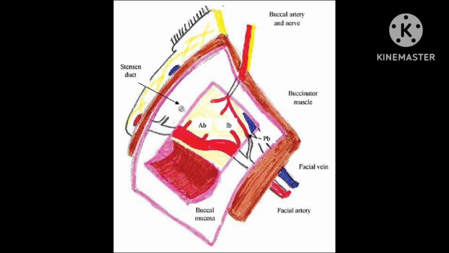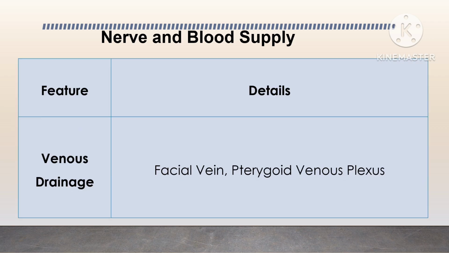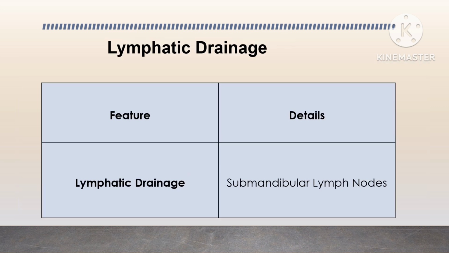The buccal artery is a branch of the maxillary artery which supplies the posterior part of the muscle. Facial artery supplies the anterior, posterior and the inferior portions through its various branches, and the posterior superior alveolar artery, a branch of the maxillary artery, also contributes to its blood supply. The veins draining the buccinator muscle empty into the pterygoid plexus and internal maxillary vein. Some mandibular lymph nodes drain the buccinator muscle.